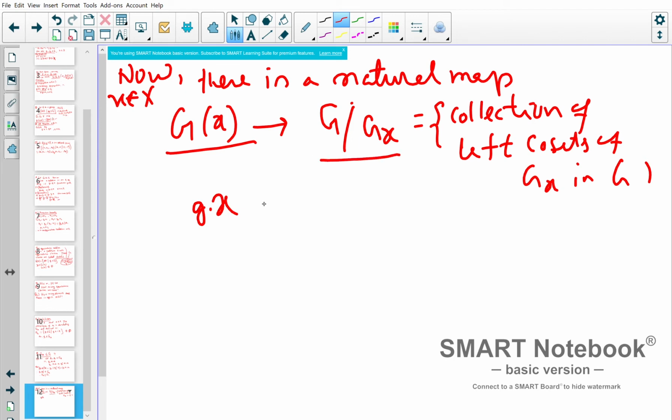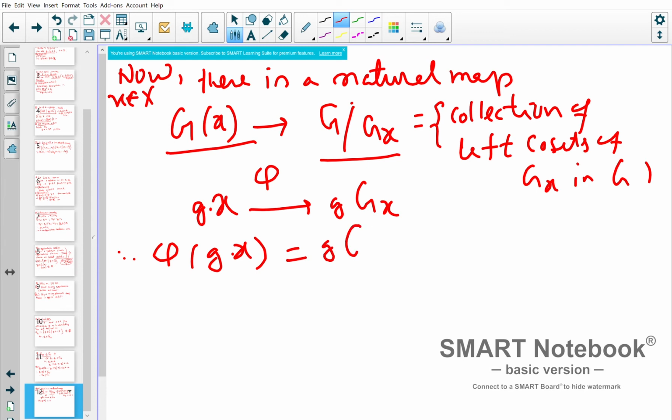So this maps g into gx, the coset of gx with respect to small g. Clear? This is a very natural map. You choose an element of the orbit, and you send it to the coset of gx. Now, what type of map is this? Let me call it phi. So this is my map: phi of g dot x is g gx.